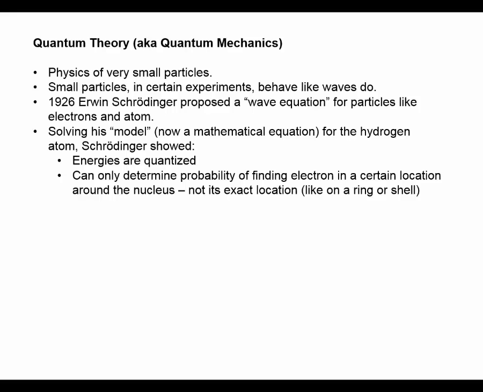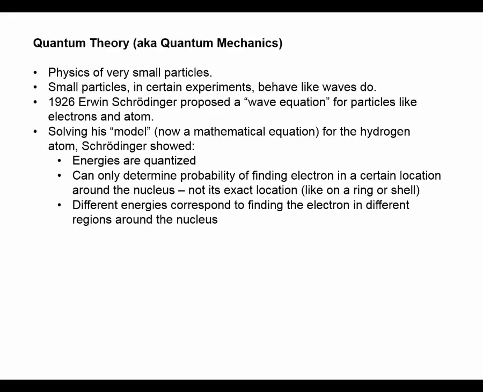Now the equations tell us that we can only determine the probability of finding an electron at a certain location around the nucleus. So we can't know its exact location, like is it on a particular ring or in a particular shell located some distance from the nucleus. All we can know is how likely it is to be in a particular region of space. So we're looking at probabilities now instead of absolute things.